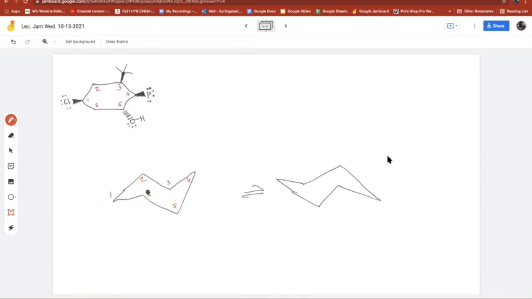Let me add on my axials first. So it's axial up, axial down, axial up, axial down, axial up, axial down. Equatorials: equatorial out, down and out, up and out, down and out, up and out, down and out, up and out. There we go. And now carbon 1 has got a chlorine, and this chlorine is wedged up.